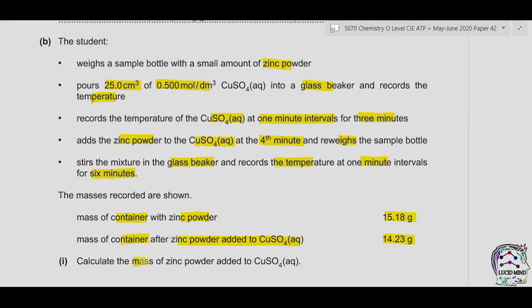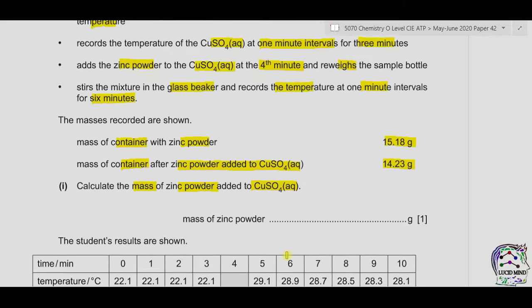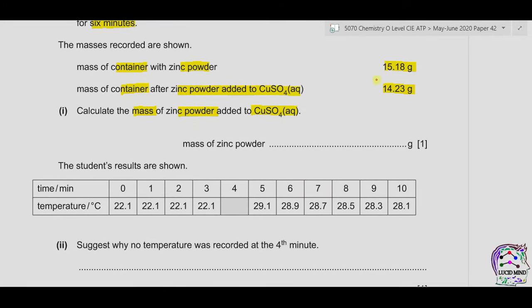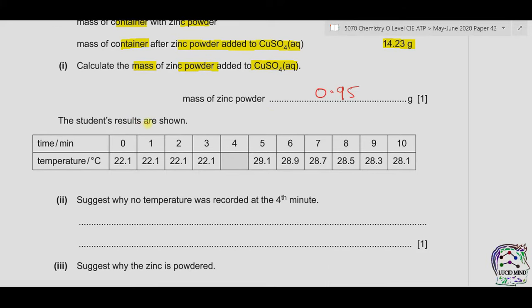Part 1, calculate the mass of zinc powder added to copper sulfate aqueous. This is easy, we just have to subtract these two values because one is with zinc powder and second is after zinc powder was added to copper 2 sulfate. So subtracting these two, the value is 0.95 grams. This is the amount of zinc powder that was added to copper 2 sulfate. The student's results are shown. This is the time in minutes and this is the temperature that the student recorded.